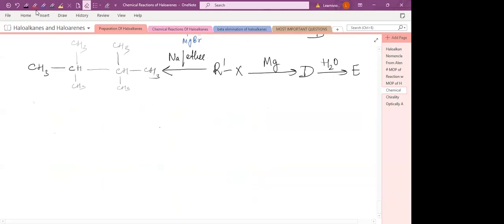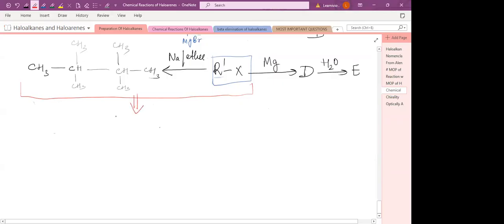Okay, so you try to do this question. You have to start from this R dash X. Suppose this is your R dash X. You have to find this R dash X. What is the alkyl group over here? By which alkyl group is treated in the presence of sodium and ether to give you alkene? The product is alkene, right? And first tell me this reaction. What is the name of this reaction? Who will tell me?